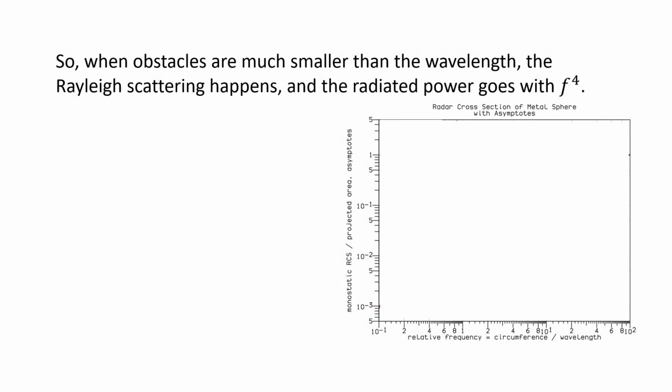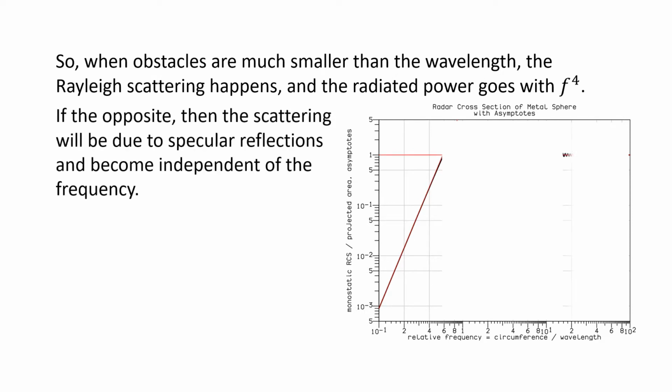So when obstacles are much smaller than the wavelength, the Rayleigh scattering happens, and the radiated power goes with F to the fourth power. If the opposite, then the scattering will be due to specular reflections and become independent of frequency.